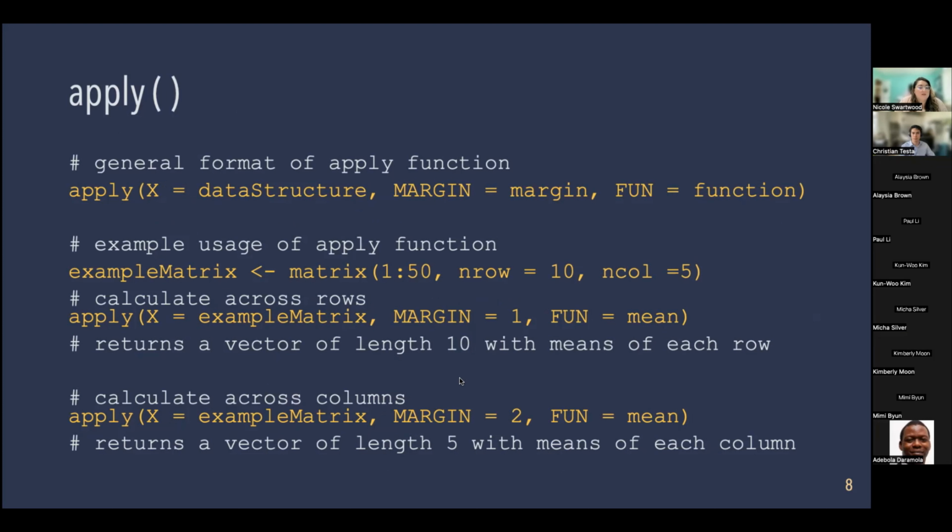And in order to do this across all the columns, it's the exact same line of code. We just update that margin argument to 2, which indicates that we would like the mean function to be applied across all of the columns of the matrix. And so that will return a vector of length 5 with the means of each of those columns.